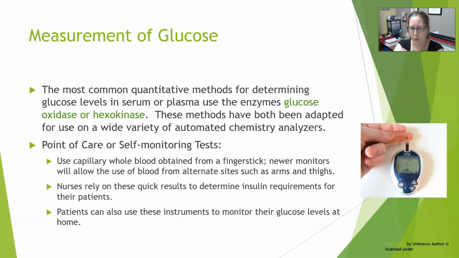It is in place for 2 weeks, and it checks the glucose constantly and sends the information to a device such as a smartphone on an app, and so a person could just open the app and see at any point in time what their blood glucose is. And nurses rely on these quick results to determine insulin requirements for their patients. This testing can be done at bedside, and you get results within seconds. The patients can also use these instruments to monitor the glucose levels at home and to manage their diabetes.